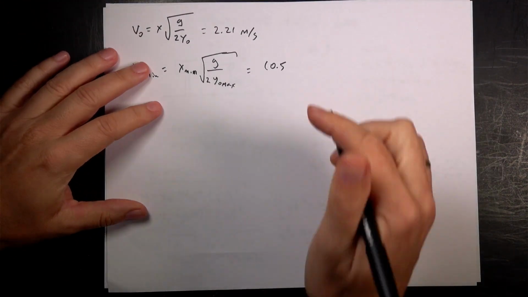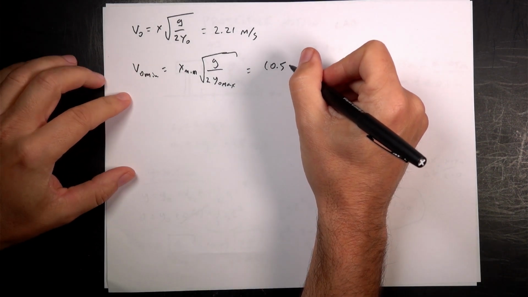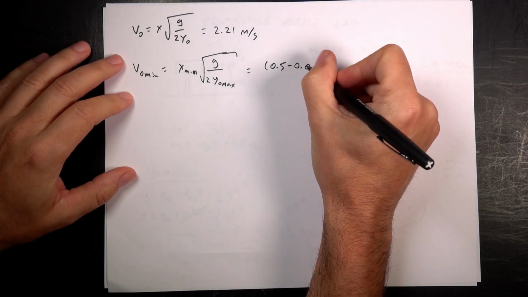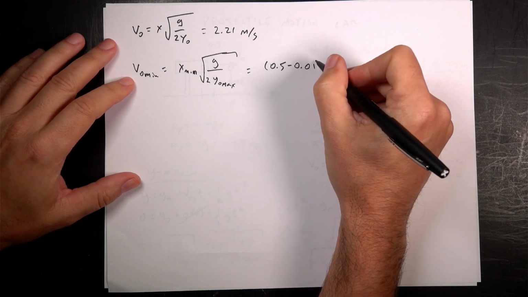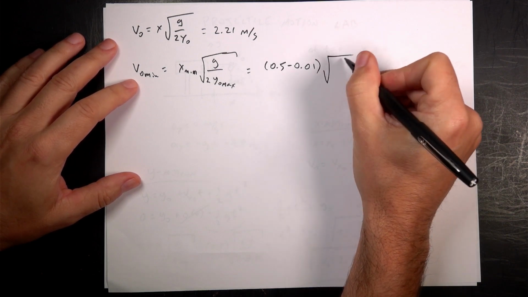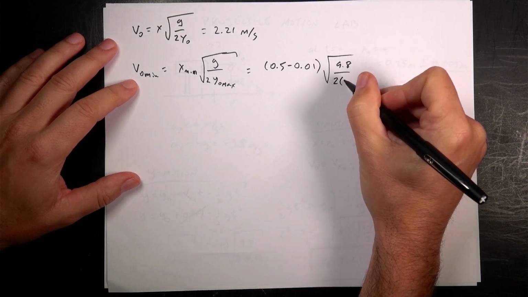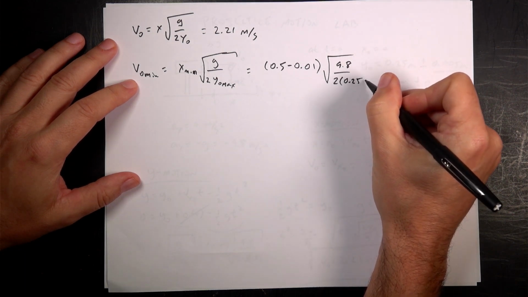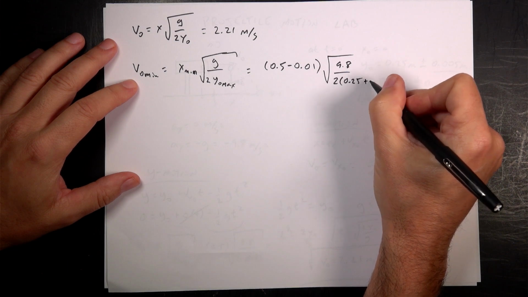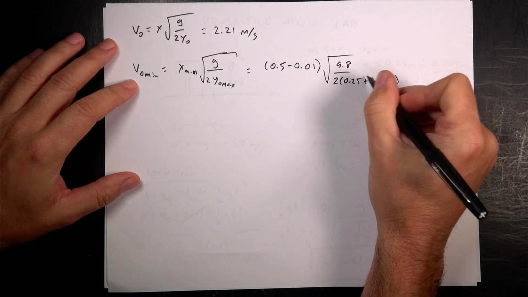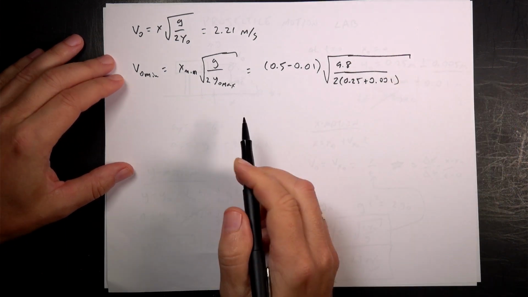0.5 minus 0.01. I'm not going to do the whole calculation. I'm just setting it up. And then times the square root of 9.8 times 2. And then I'd have the 0.25 plus 0.001. And that would give me my minimum.